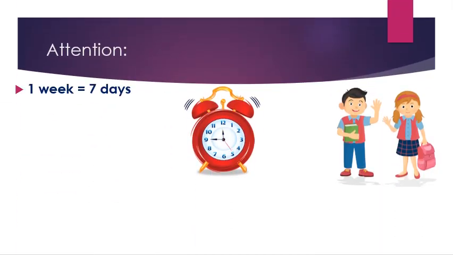The first note is, do you know that 1 week has 7 days? Yes, all of you know we have 7 days in a week. So 1 week equals 7 days. And do you know that one day has 24 hours? Yes, we have 24 hours in one day.